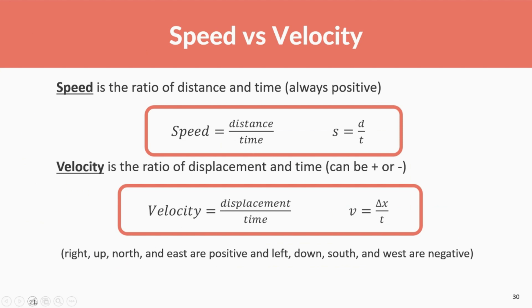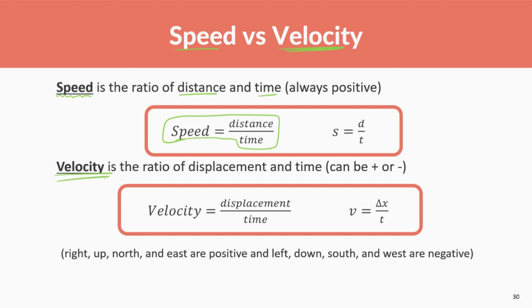Today we are talking about speed versus velocity. Last time we talked about speed, but today we're going to be talking a bit more about velocity and how that works in physics. Speed is, as we talked about last time, distance divided by time, and it's always a positive number. Speed is a scalar, so it only talks about the magnitude, not the direction.